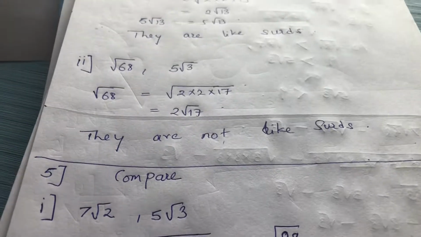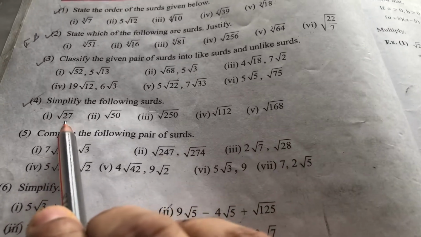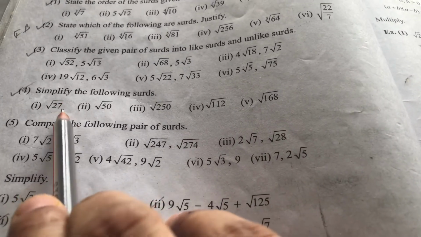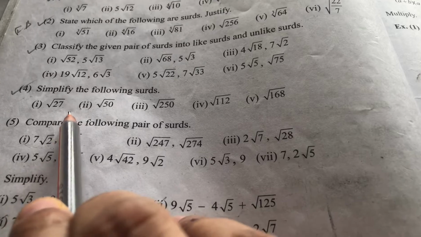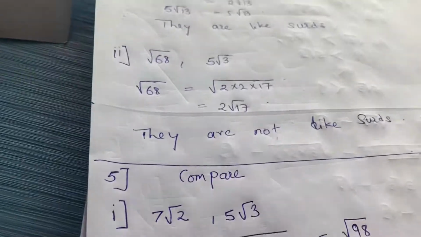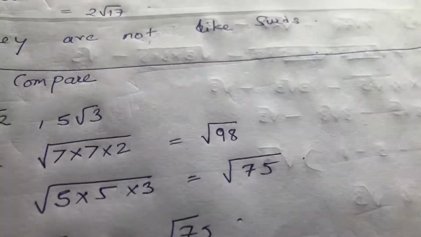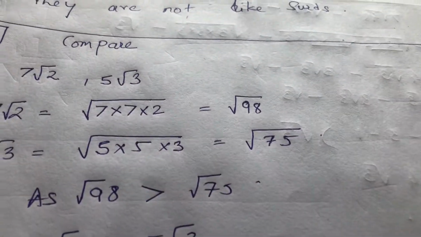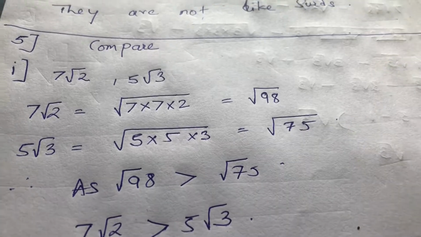Question 4 is about simplifying the following surds, which you should be able to do on your own. You have to just simplify them like how I have taught you. This can be written as 3 into 3 into 3, and so on. So question 4 you have to do on your own. We will move towards question 5, wherein we have to compare the surds.